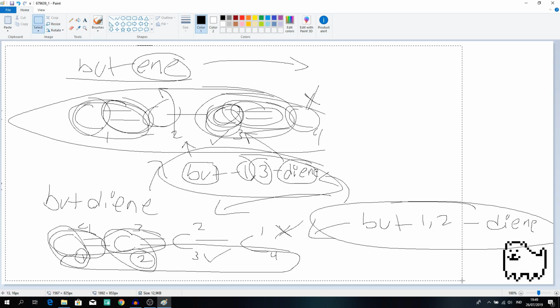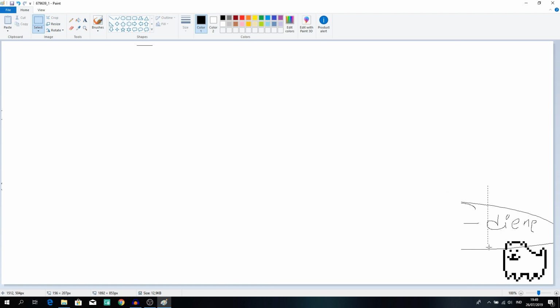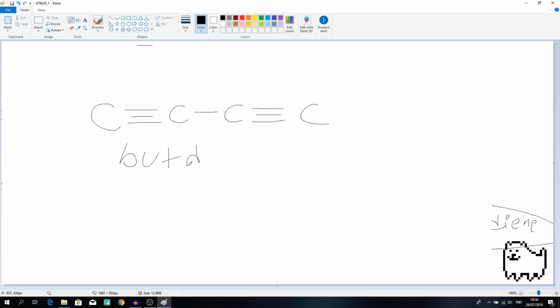So like we've been doing with alkenes all the time. The same principle should also work on alkynes, which are the triple bonds. So let's show you another example. So this one would be called but diene. We're just following the rules from the previous examples. So but 4 carbons, diene, 2 triple bonds.